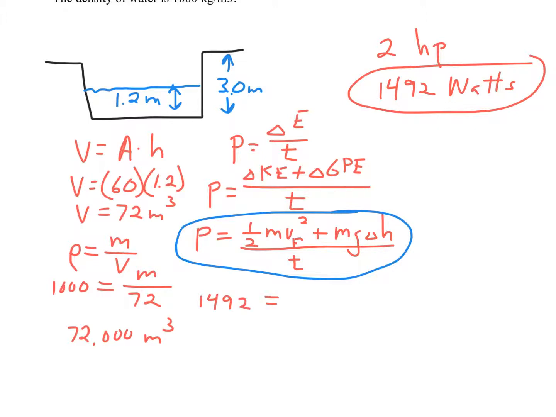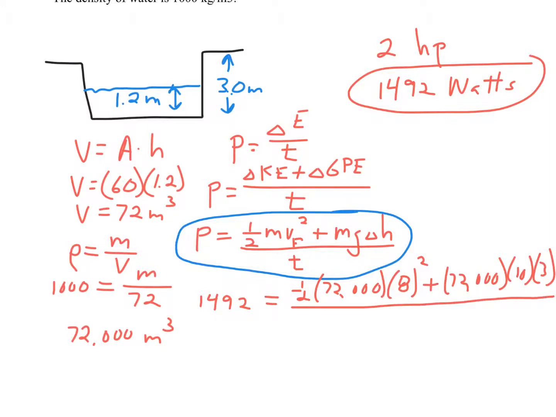Basically what I have is 1,492 is my power. 1/2 times the mass of the water, which is 72,000 kilograms, times the V final. It tells me in the problem that the water's coming out at 8 meters per second. Don't forget to square that. Plus the mass of the water, 72,000. Sorry about that. That says 72,000 times 10 for gravity, 9.8, times the change in height, which will be 3 meters. I'm going to squeeze that in there. That's mgh over there on the right, all divided by, well, the time, which we don't know. So that's the only thing we don't know.